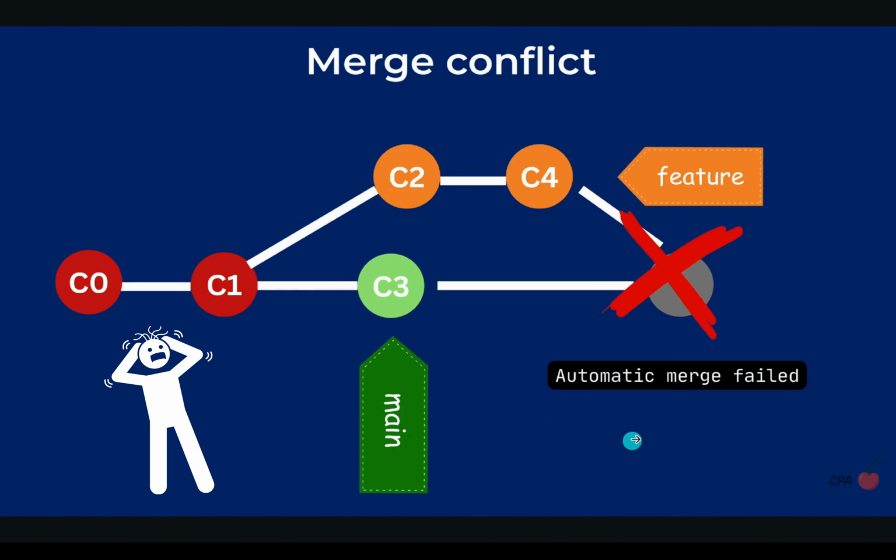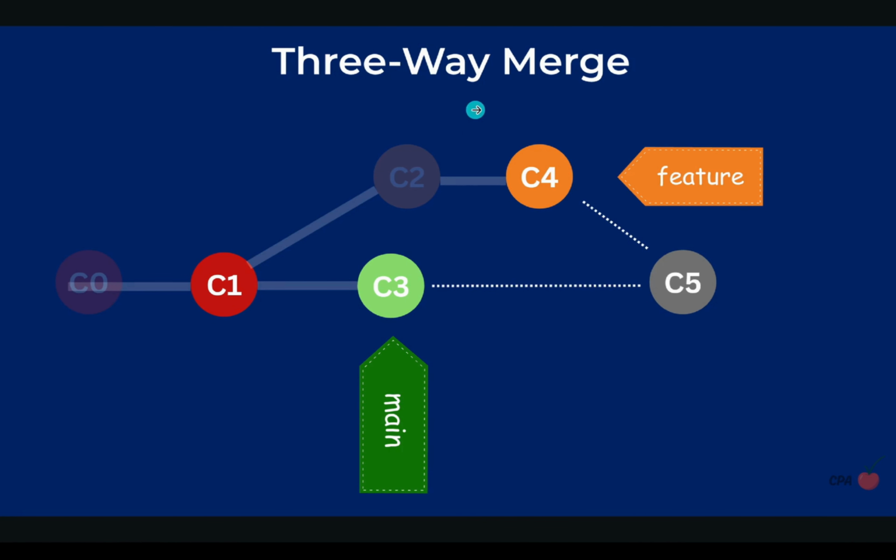But then we see that Git cannot automatically merge the changes, and it tells us that there are merge conflicts. In this video, we will consider the most common case of merge conflict, and we will see why it happens and how we can resolve it. Let's dive in. First, a quick reminder on the Git merge.